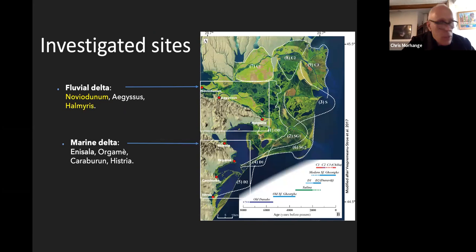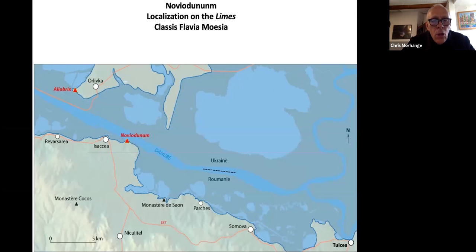So I will present, if I have the time, two sites very briefly from the fluvial delta, NOVIODUNUM and HALMYRIS, where there is still a publication submitted for NOVIODUNUM, and the first publication accepted for HALMYRIS. So NOVIODUNUM is located on the Roman limes between present-day Romania and Ukraine at the apex of the Danube Delta. It was a strategic site facing the famous Aliobrix, and it was also the harbor, very important for military purposes, because it was the harbor for Classis Flavia Moesia.